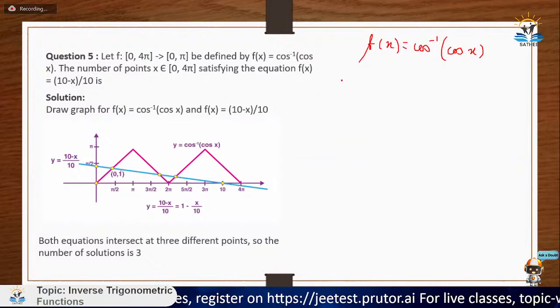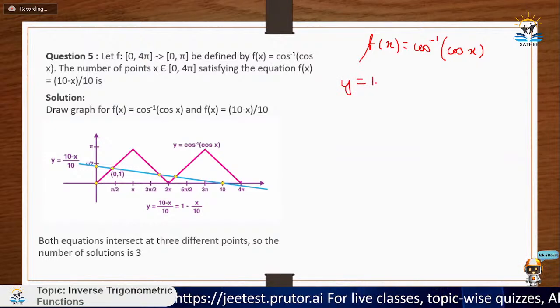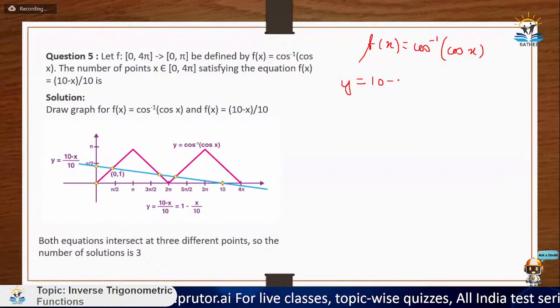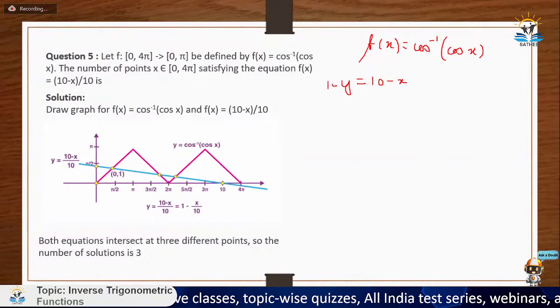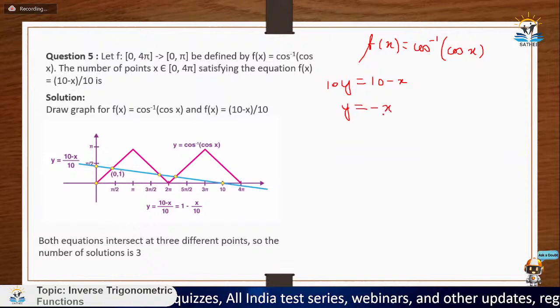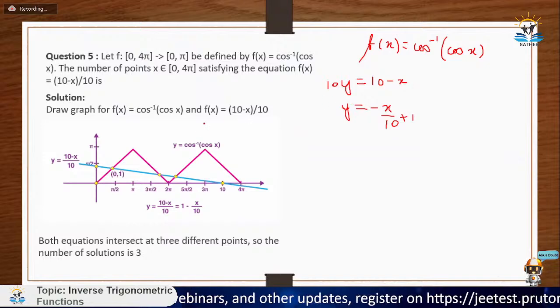And this other graph, let me tell you how we can draw it. y equals (10 minus x) upon 10. So from here you get y equal to minus x upon 10 plus 1. From here you can see that your slope is negative, that is, your line is something like this, and the slope is minus 1 by 10.